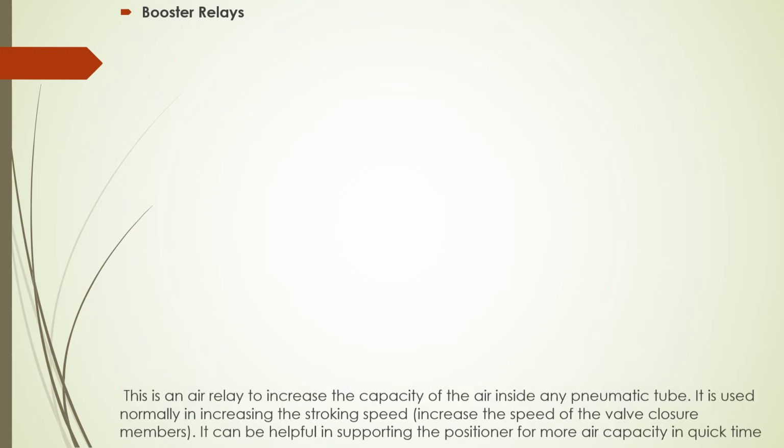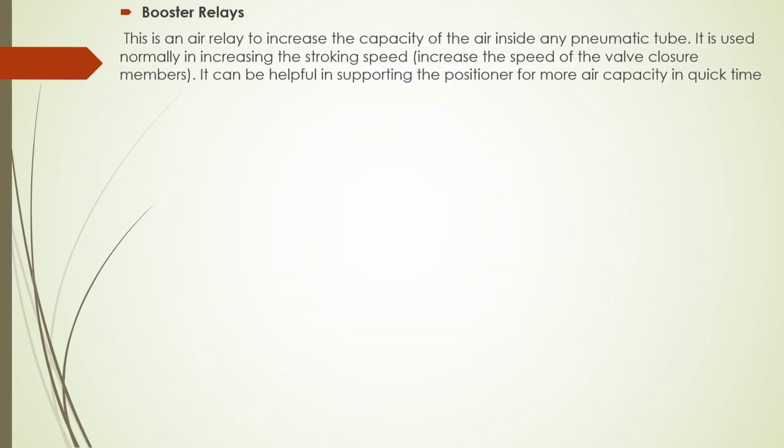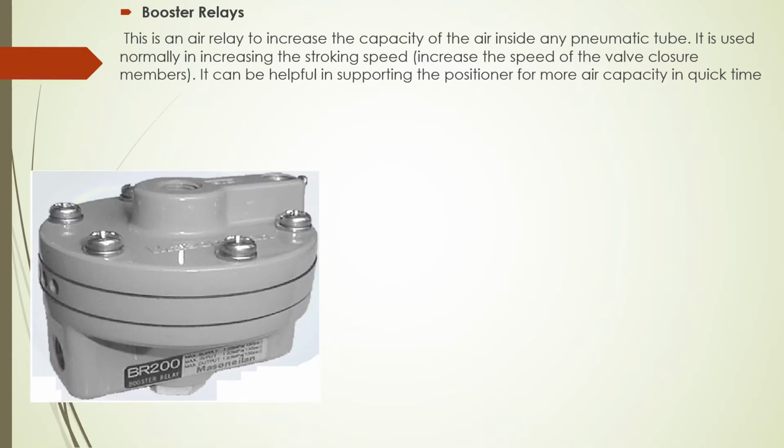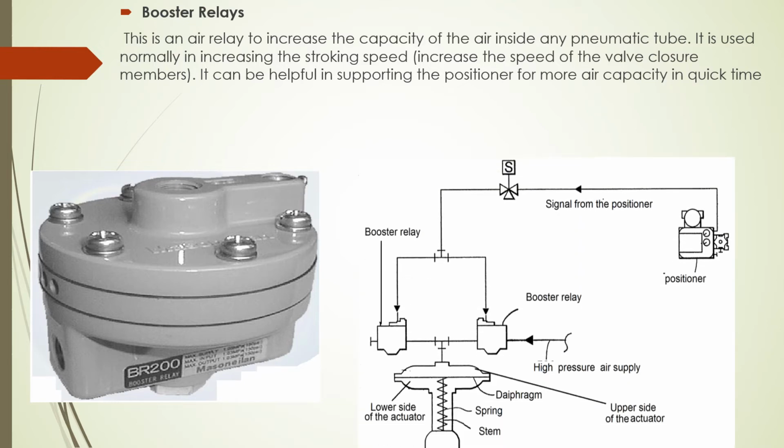Booster relay. As we said before, it is an air relay to increase the capacity of the air inside the pneumatic tube. It is used normally to increase the stroking speed, and it is helpful in supporting the positioner for more air capacity in quick time. Here we can see a real-life picture of the booster relay and a drawing of the booster relay.